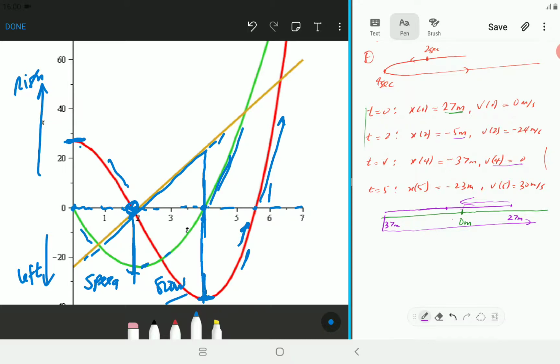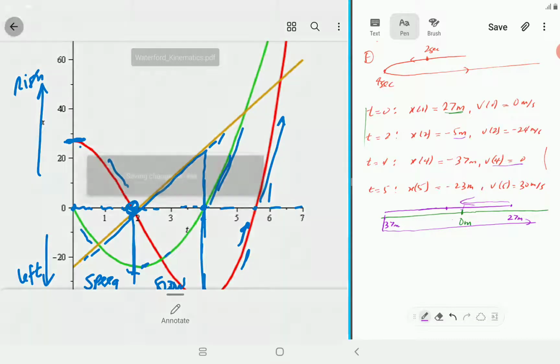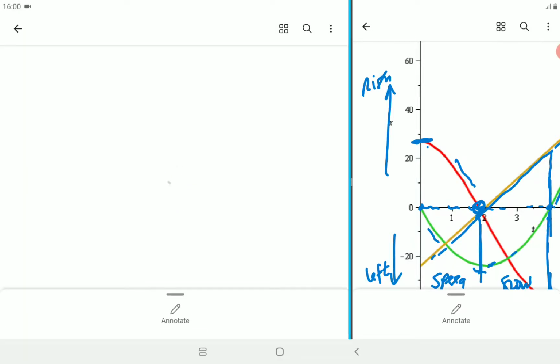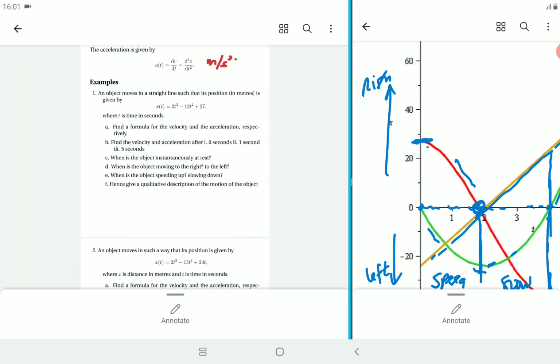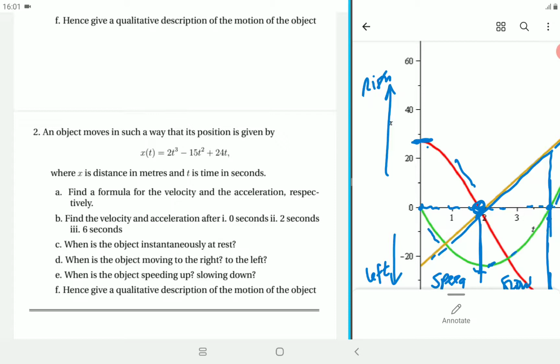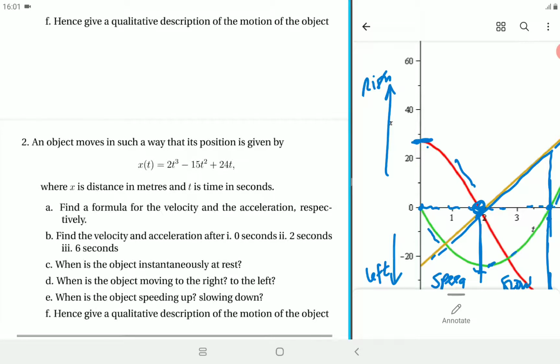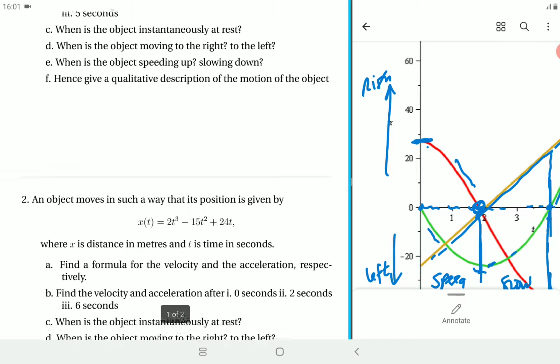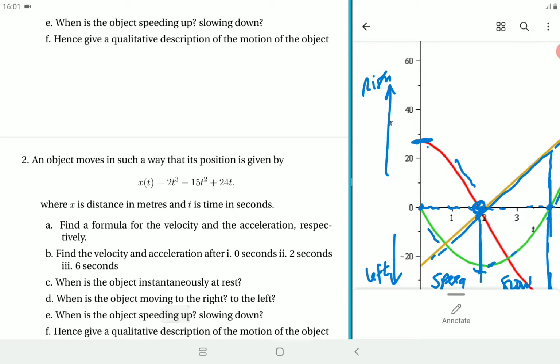What we're going to do is ask you to have a go at this number 2 here, and then we will post another video where you can compare your answer to the answer that we're going to do. It's a very similar question. The only difference is the formula that gives the position is slightly different. Okay, thank you.